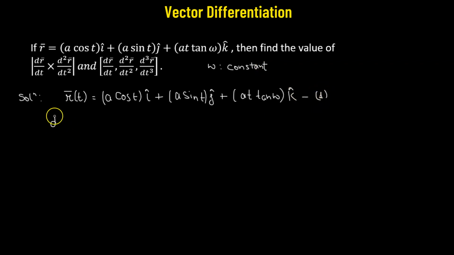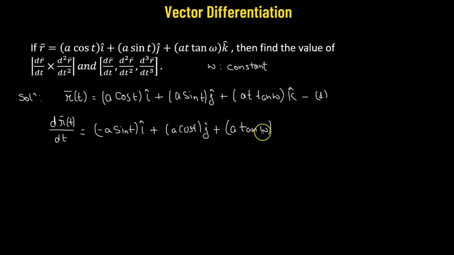Now what we'll do, we'll take the derivative of our vector valued function r with respect to t. And when we do that, we have three constant vectors here, i cap, j cap, and k cap. So all we have to do is take the derivative of their components. So derivative of a cosine of t will be negative a sine t, this is i cap, plus a times cosine of t j cap, plus a times 10 omega k cap. So this is equation number 2.